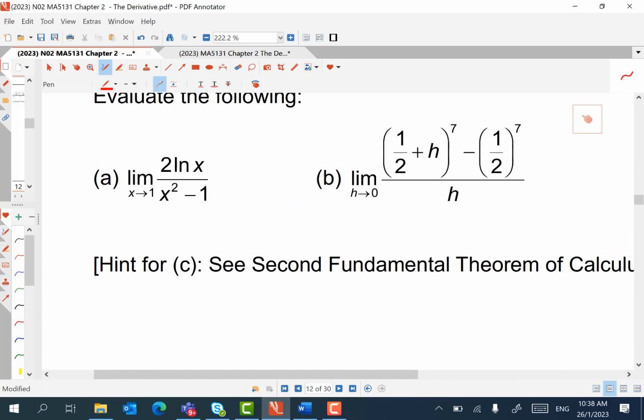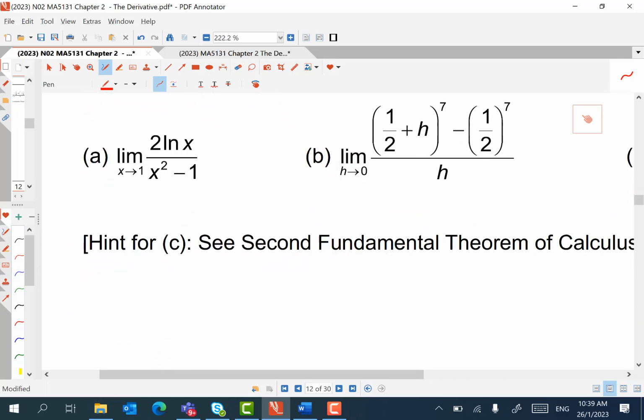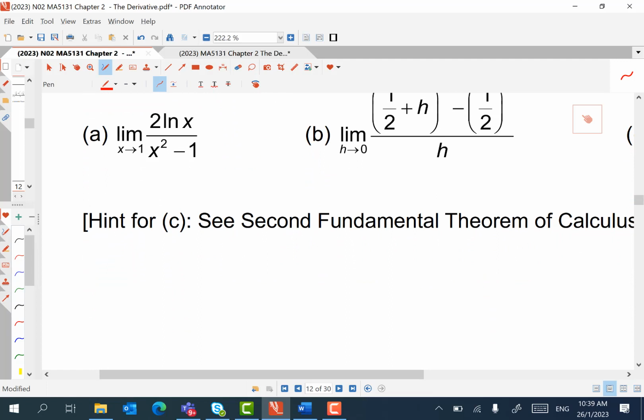Let's do 2A. This is exercise A. For the case of exercise A, you're asked to find the limit of this function, and in particular, we want to try to capitalize on the definition of differentiation from first principle.